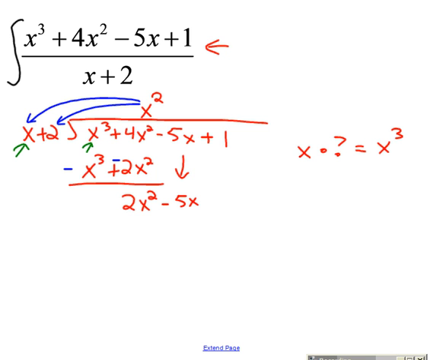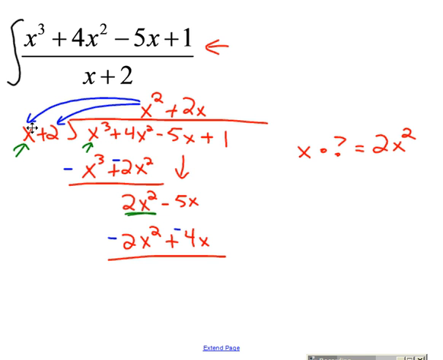And I'm doing x times what, but now I'm just looking at the first piece right there. x times what is 2x squared? And the answer is 2x, and that is what I write up top. Now I multiply. Again, 2x times x, 2x squared. 2x times 2, 4x. Subtract.